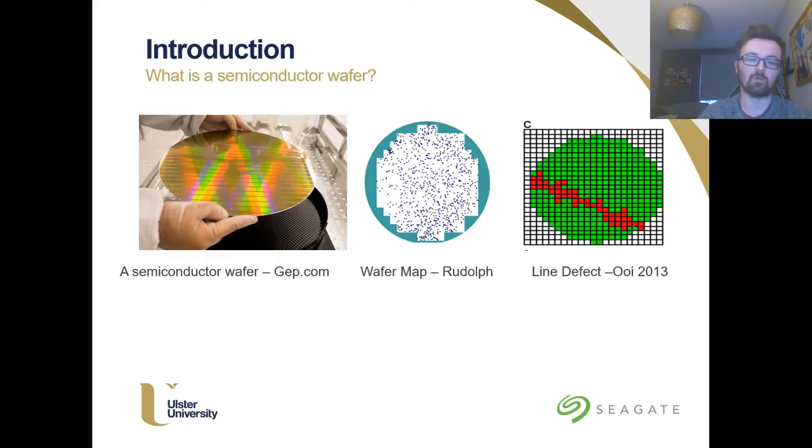First, I'd like to give a small overview of what we're actually looking at. Here's a semiconductor wafer as observed in the production facility, with two examples of wafer maps. These are a top-down view of the full wafer as observed through an automated defect classification machine. A lot of industry and academic work focuses on using these wafer maps to observe defects present in the wafer. An example here is given in Ho's 2013 paper, where she observed a line defect using the wafer map.